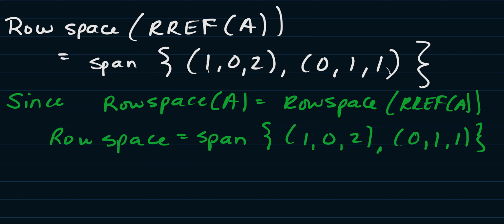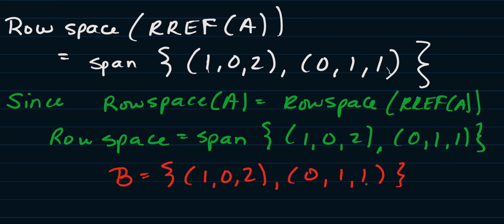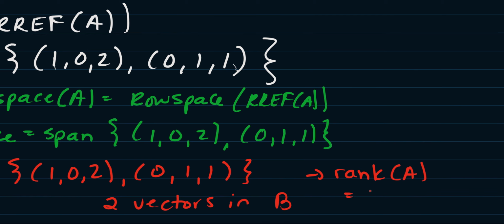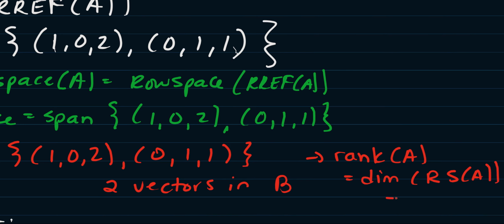And so we have two vectors. These two vectors form a basis for our vector space, the vector space being the row space. Two vectors in the basis tells me that the rank of my matrix, which is equal to the dimension of the row space of A, which I'm going to abbreviate as RS, is equal to 2.